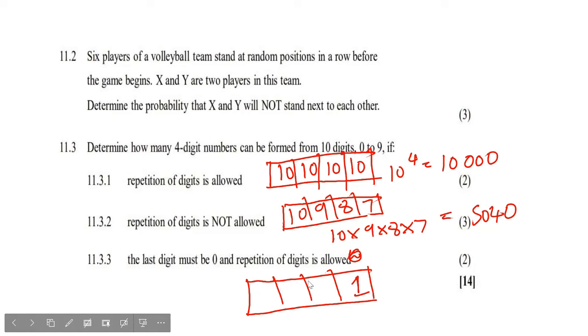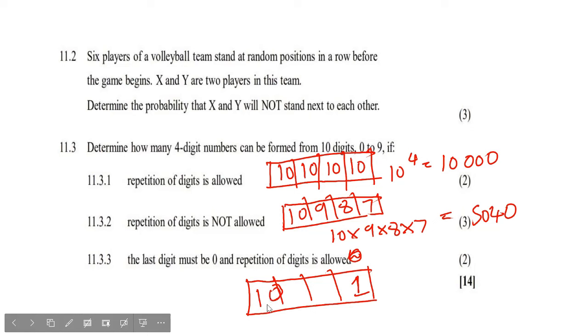And then what about the other positions? In the first position, because repetition is allowed, we can put in 10. Because remember, repetition is allowed, so even if you decide to put that 0 at the end, it does not really restrict you from putting it in the other positions. Remember, they did not say the last digit must be the only one that is 0.